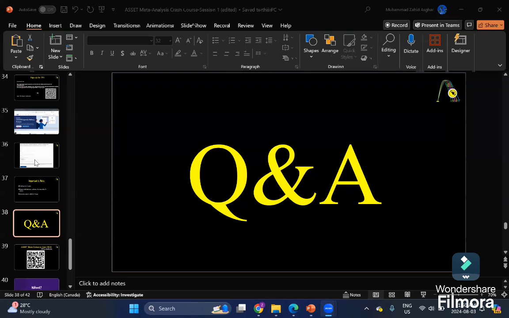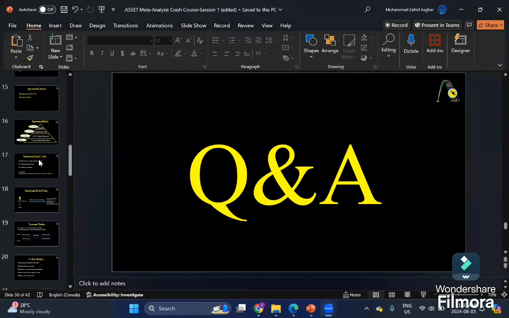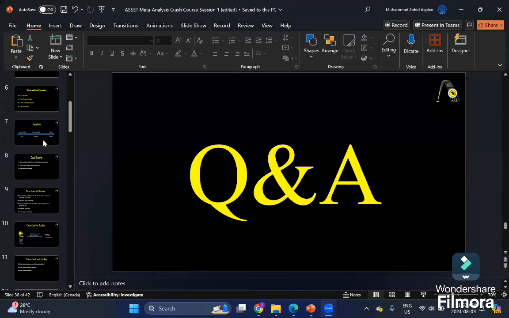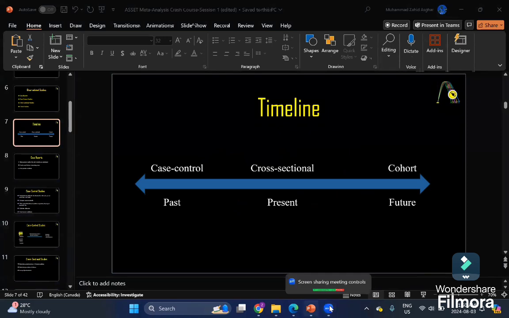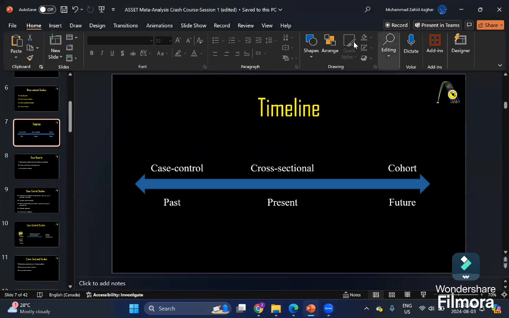So you're talking about the timeline for the observational studies? This timeline right here. Yeah, so okay, I'll just briefly explain this again. The timeline is just for an understanding purpose, right? It shows what these different observational studies sort of look at.